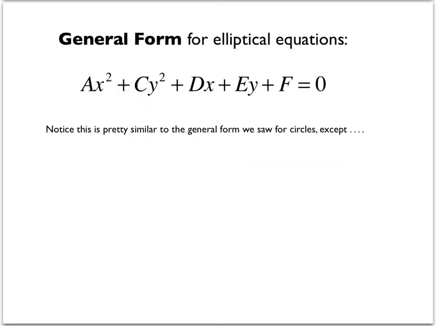Alright, here's the general form for elliptical equations. Notice that it looks fairly similar to the general form we used for circles. The big difference, though, that you see is right here. With circles, the A and the C would have been the same. But with ellipses, as you can see, likely these are two different numbers.